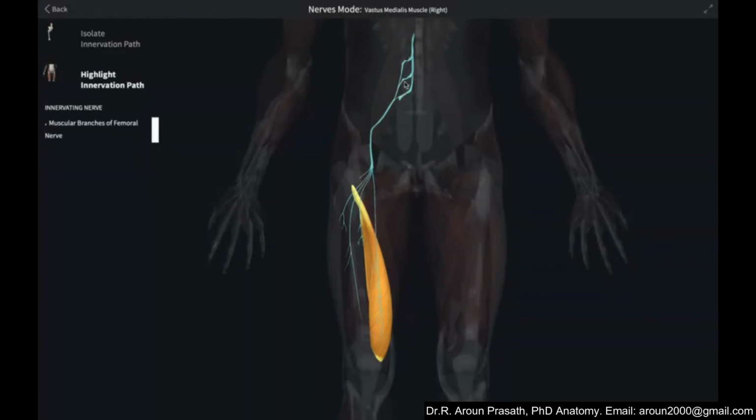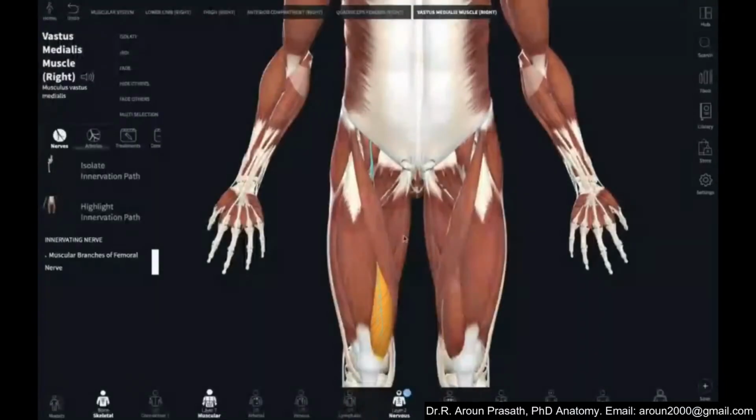So this nerve comes all the way to the inguinal canal. This nerve comes out through and is distributed to the anterior aspect of the thigh. So all the muscles present in the anterior aspect of the thigh are supplied by the femoral nerve.